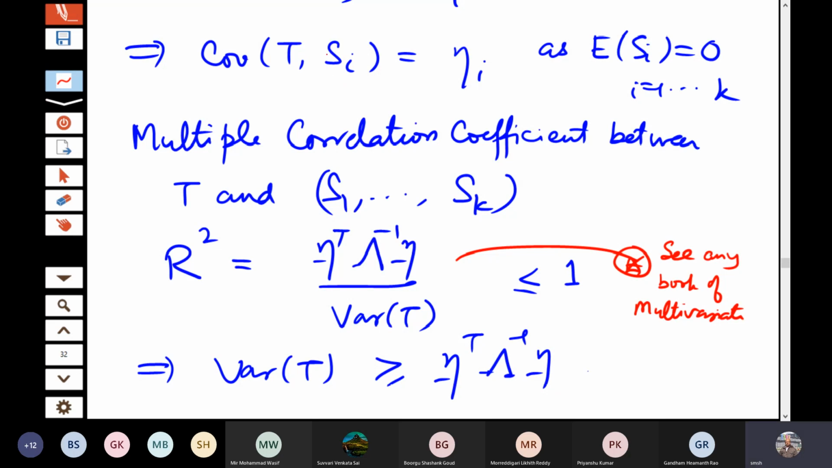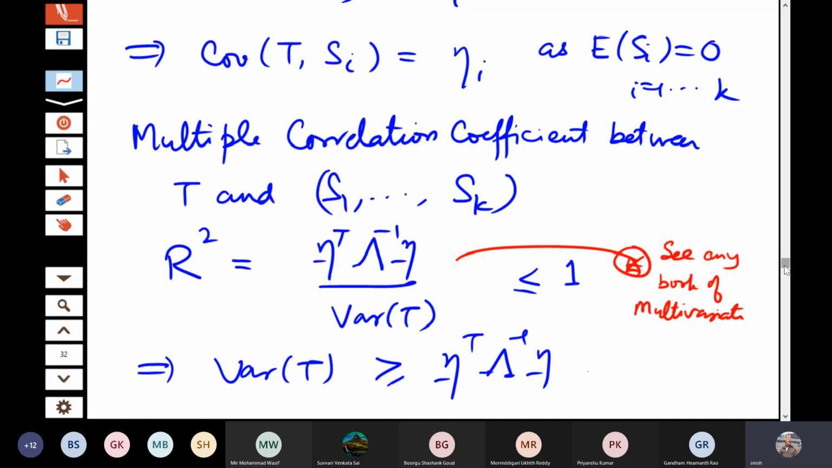For example, I can put variance of T greater than or equal to this divided by variance of S_i, that is expectation of S1 square, S2 square, and so on. But that is the same as RCLB, except that the order of derivatives will change. But to get a sharper inequality, we consider all of them together.